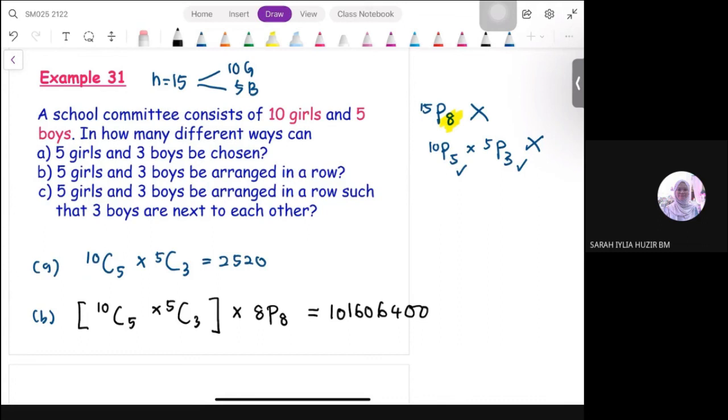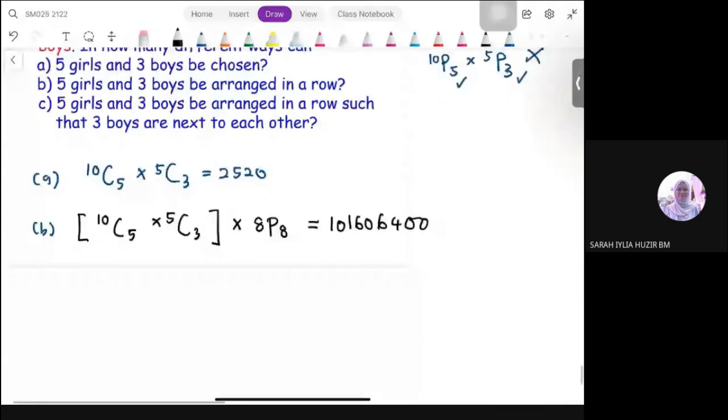Okay, alright, kita pergi kepada last situation, C. So we have 5 girls and 3 boys sama, arranged in a row such that the 3 boys are next to each other. Okay, dia tambah pula lagi syarat. Tadi 8 orang kita susun je, tapi sekarang tambah lagi, 3 orang tu mesti duduk bersama-sama, the 3 boys. Okay, same as before, first we must choose them. So still 10C5 times 5C3.